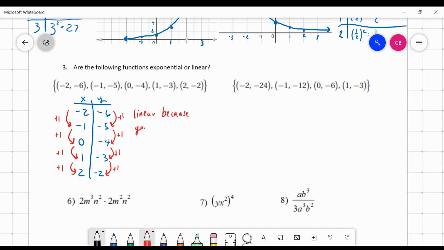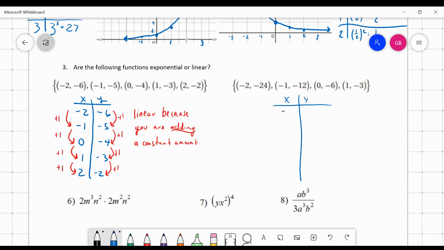Because you are adding a constant amount. Okay. Let's try the next one.